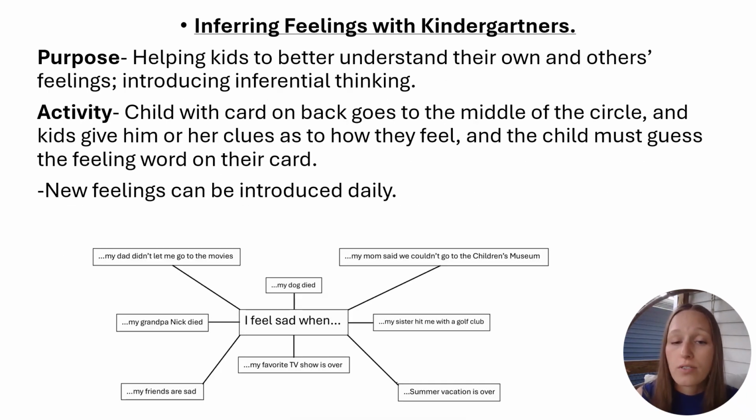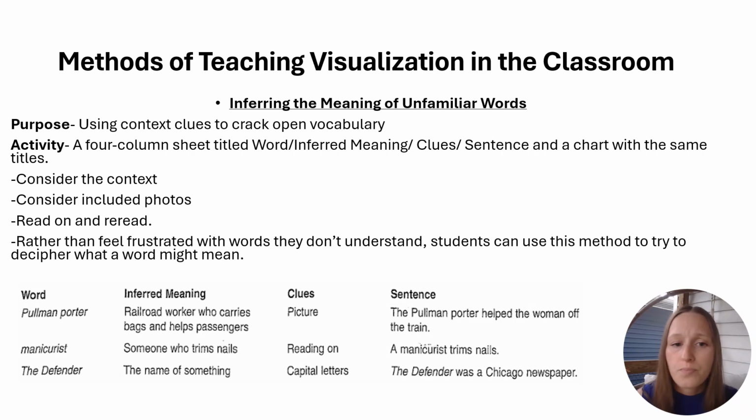Inferring feelings with kindergartners, helping kids better understand their own and others' feelings. You could have a child go in the center with kids around. The child has a word on his back that is a feeling, and the kids yell out what makes them feel that way. So for I feel sad, the kids can yell, my dad didn't let me go to the movies, my dog died, my sister hit me with a golf club, my friends are sad, summer vacation's over, those kinds of things.